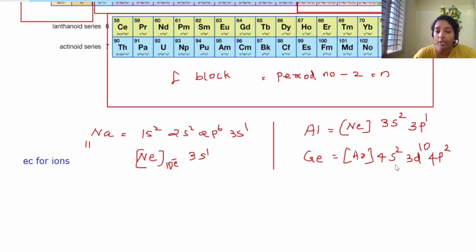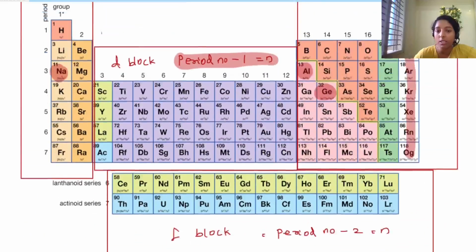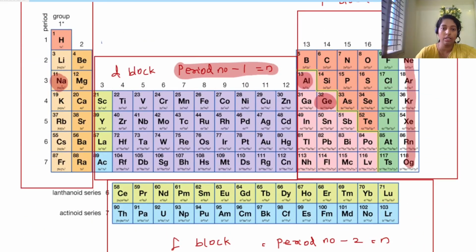So see, we are used to writing the first one and then 3d without knowing that, we just didn't bother about these things, right? We just looked at the periodic table and wrote this. We didn't memorize any order, correct? That's why the periodic table is so useful, you can actually get all the order from it.